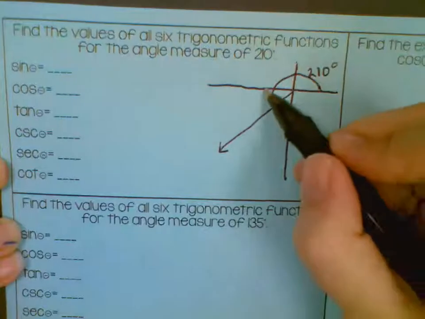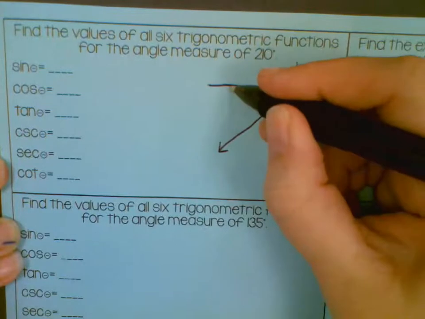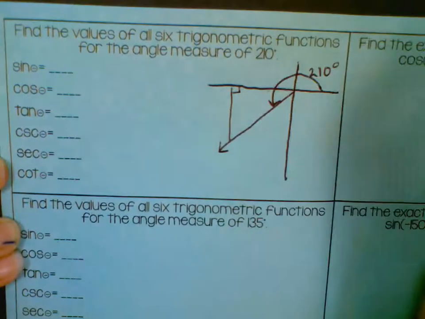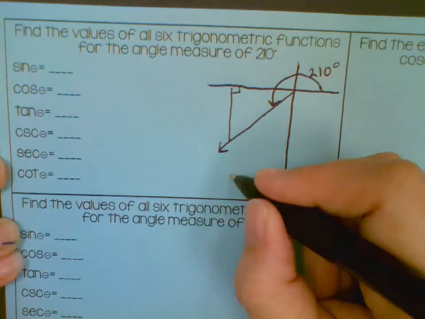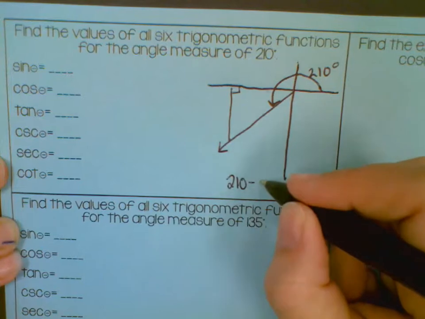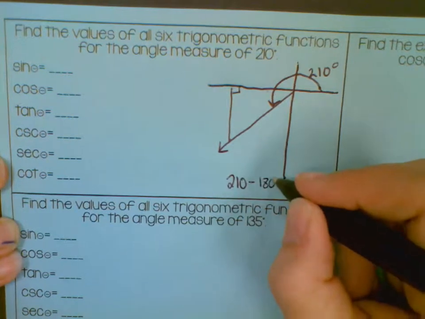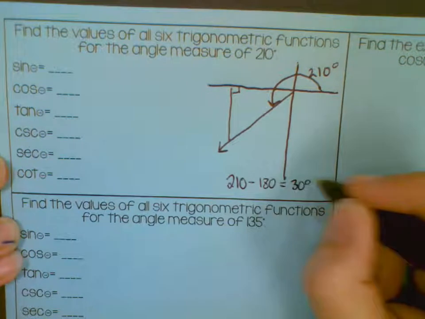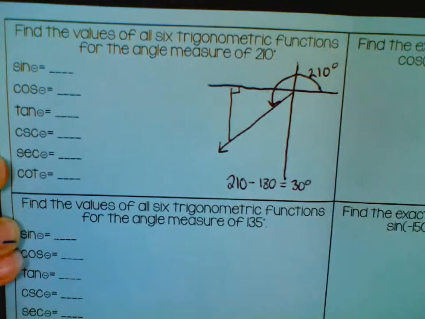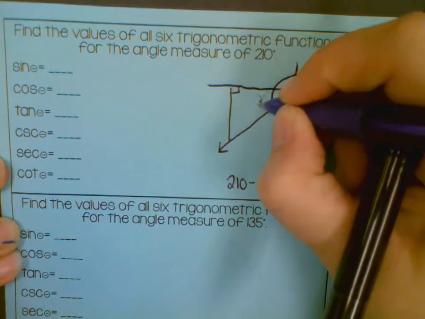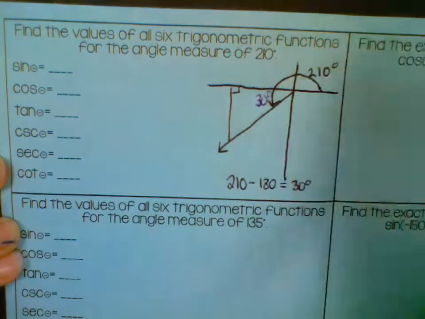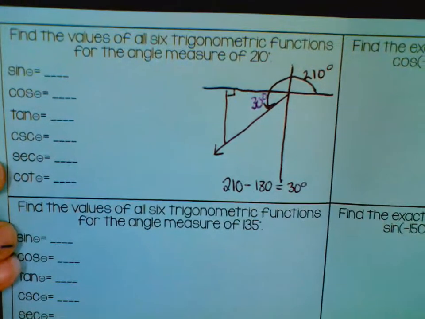So we need to figure out what our angle is going to be here so we can make a triangle. So in quadrant 3, it's theta minus 180. So our reference angle is 30 degrees. So that means that this angle in here is 30. And now we can build our triangle off our 30, 60, 90 triangles.